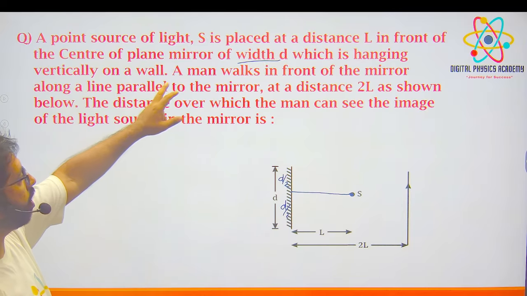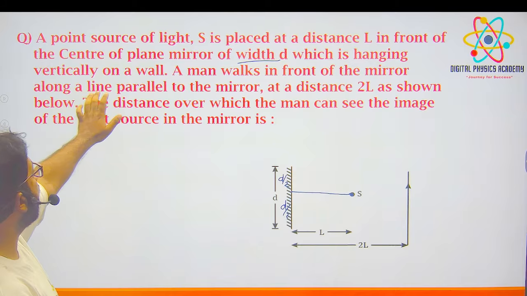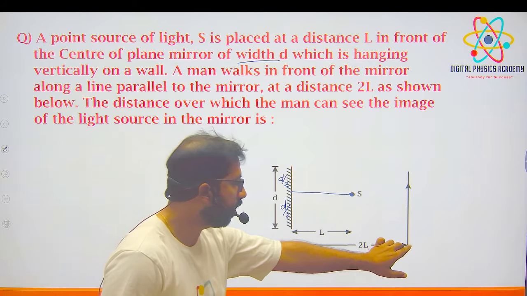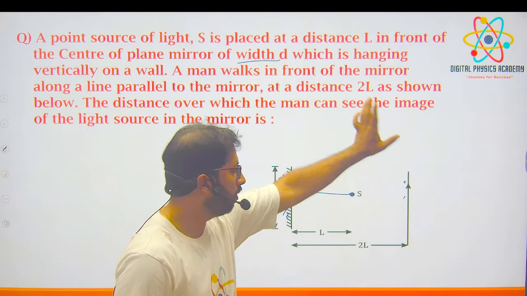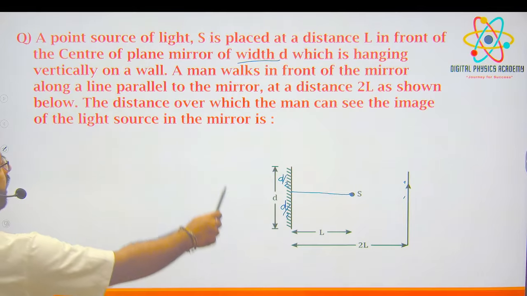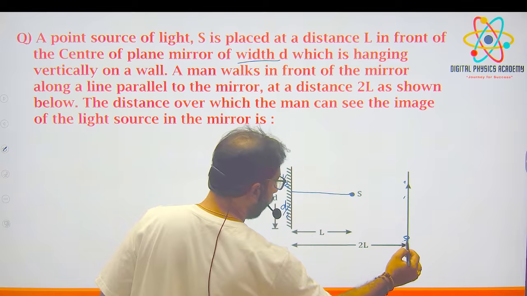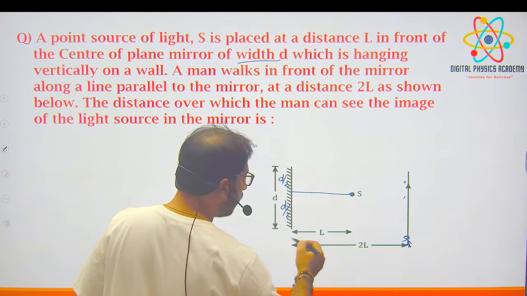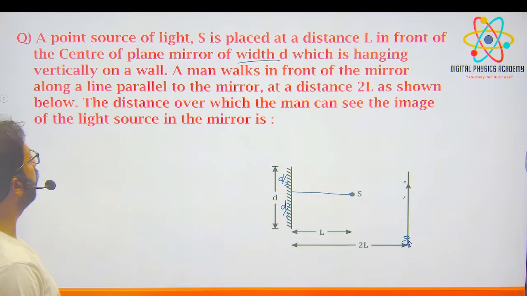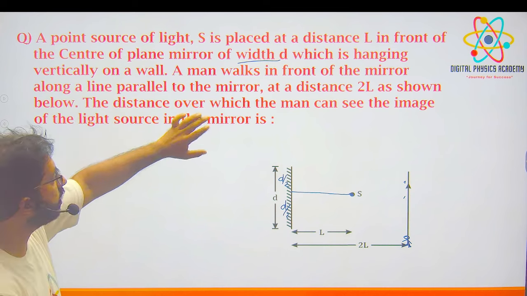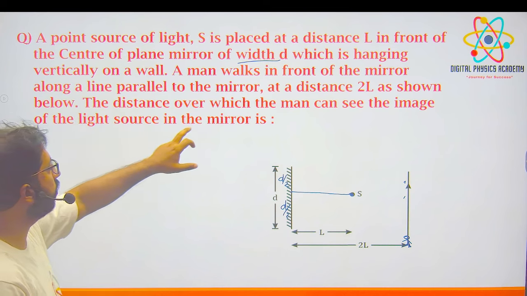A man walks in front of the mirror at the line parallel to the mirror. A person is walking like this, ting ting ting ting बोल के जा रहा है ऐसा. Okay, parallel to the mirror, at a distance 12 shown below, that the man is walking here. ऐसा walking करके जा रहा है. Distance कितना? 12 from the mirror. Okay. The distance over which the man can see the light source in the mirror is.